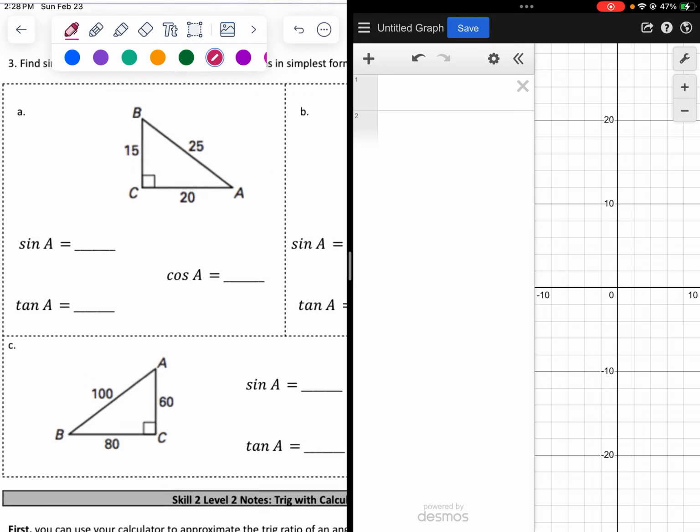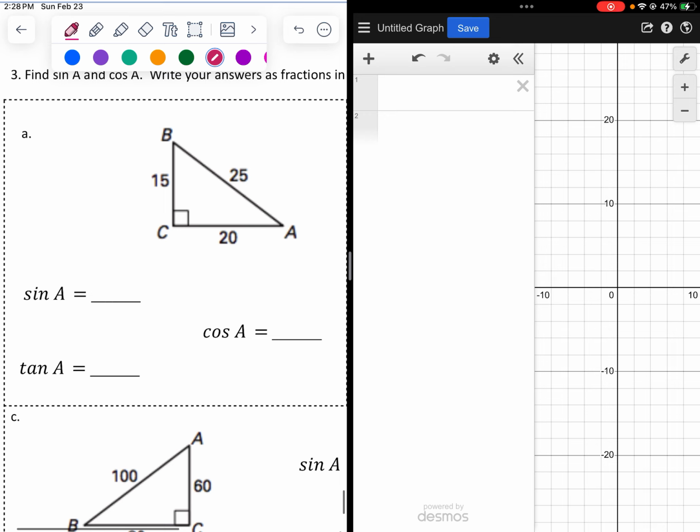So let's do part A. Part A, we see that we have sine of A, cosine of A, tangent of A. So we're all focusing on one reference angle, so there's no switching of that. So let's start labeling my sides. I have my opposite to be 15, my adjacent to be 20, and then across from my right angle is my hypotenuse, which is 25.